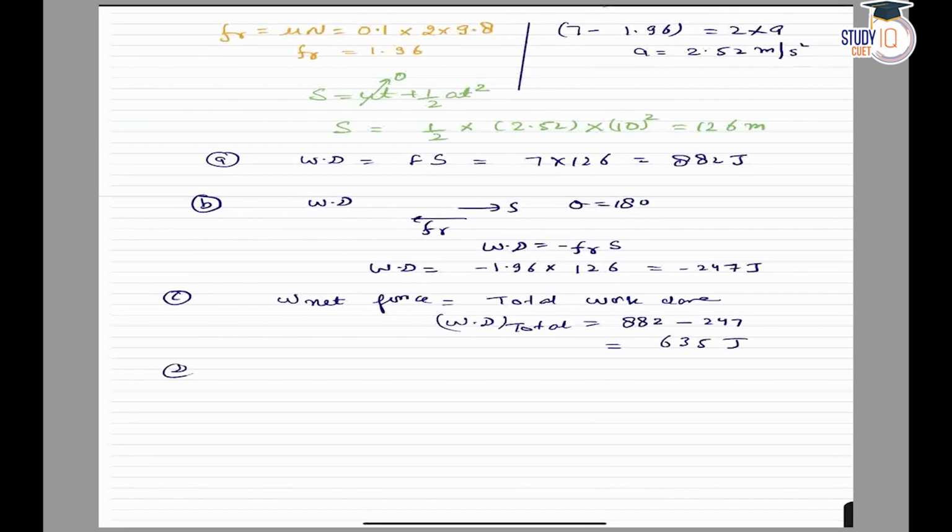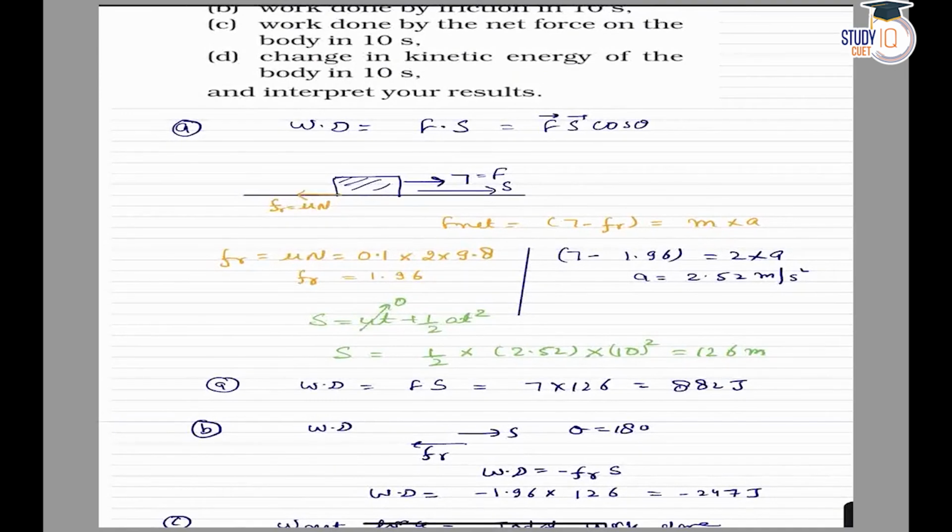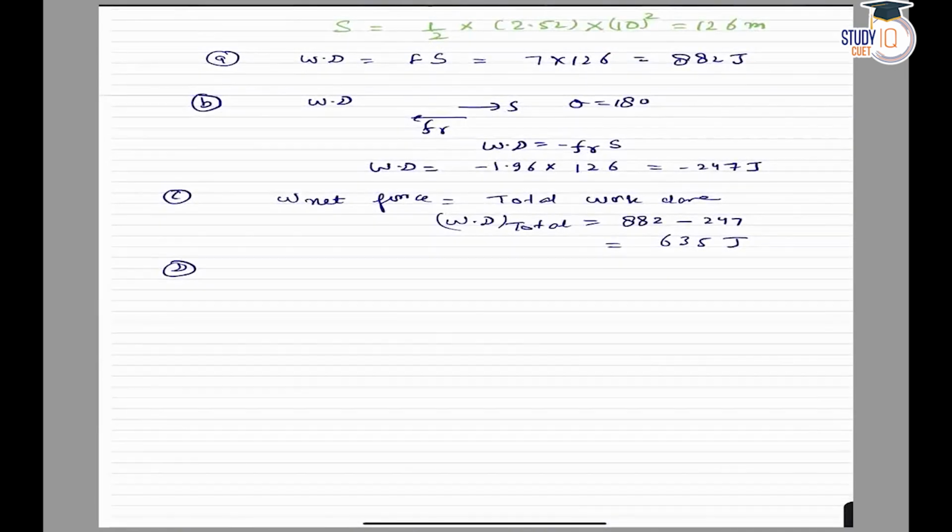The last part D is asking about the change in kinetic energy in 10 seconds. As we know, the work energy theorem says that work done is equal to change in kinetic energy. So total work done, which is 635 joule, is equal to the change in kinetic energy in 10 seconds. As we have taken the work done for 10 seconds, this is the change in kinetic energy for 10 seconds.